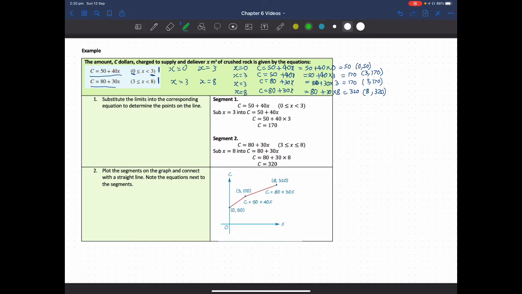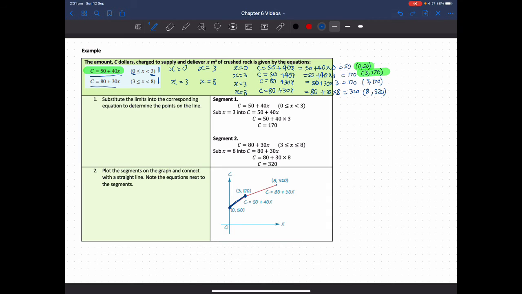Now let's have a look to see what is written on this page. We have worked out the points 0, 50 and 3, 170 for c equals 50 plus 40x. So what happens? 0, 50 is plotted, 3, 170 is plotted, and a straight line is ruled between those two points. That's our first piece of the graph.